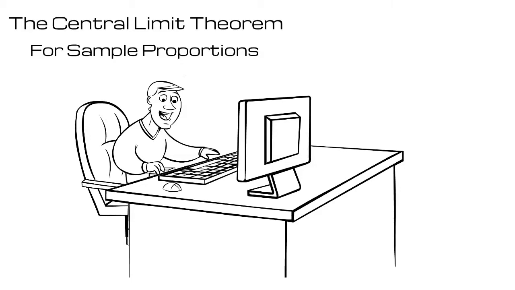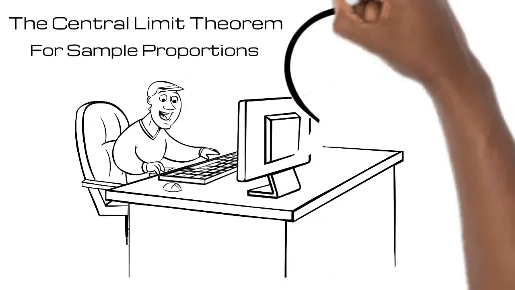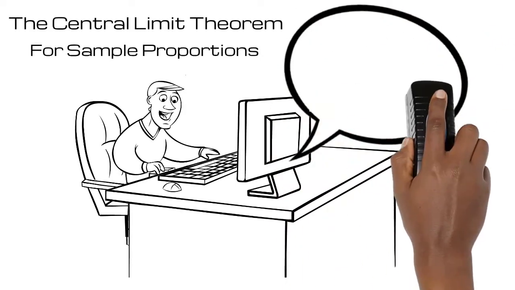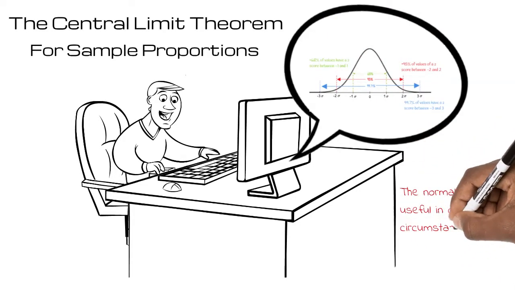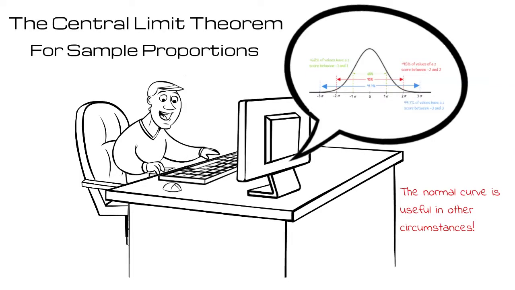In this video, we'll be looking at the central limit theorem for sample proportions. The central limit theorem tells us what to expect if we collect data from multiple different random samples. In a previous unit, we learned about the normal model and how data can be normally distributed. Good news! The normal curve is useful in other circumstances.